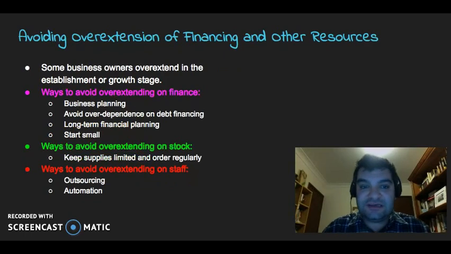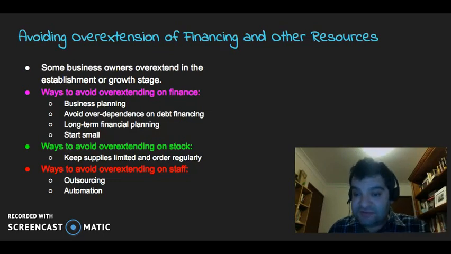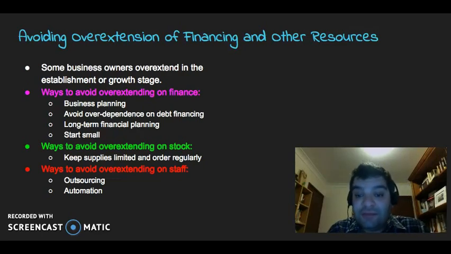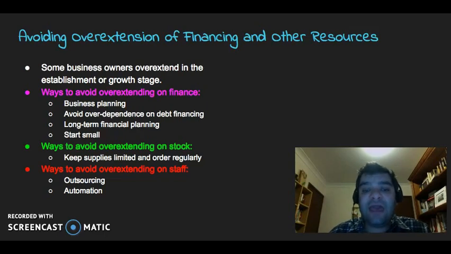Now, another thing you need to do is avoid overextension of finance and other resources. So, some business owners, particularly during the establishment and the growth stage of the business life cycle, they overextend. Okay, they grow too quick. Okay. Now, some ways to avoid overextending on finance is to actually have a business plan. Obviously, avoid depending too much on debt. Okay, avoid taking out large loans from the bank where you might not be able to pay. Okay, and having a long-term financial plan, so actually having not just a couple of months in mind, but a few years in mind in terms of where's your money coming from and how you're going to repay it.